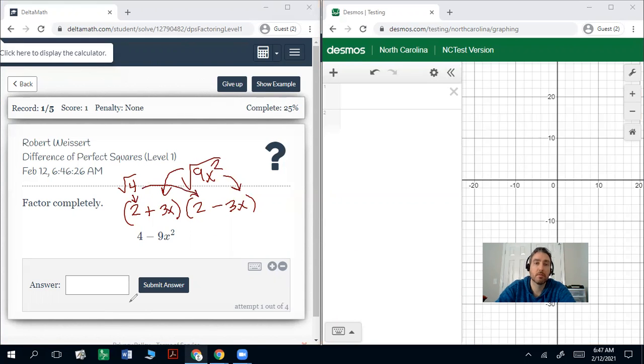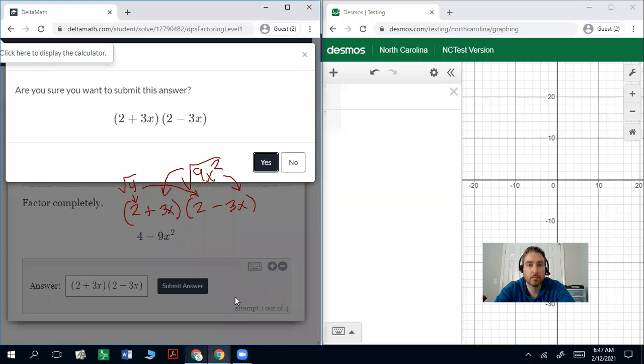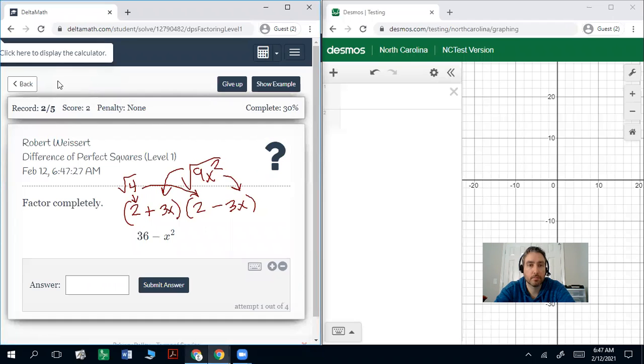And always have a plus or minus between them. You can verify that in the graph as well, but I think that makes sense. So we're going to just type that in. And let's do one more.